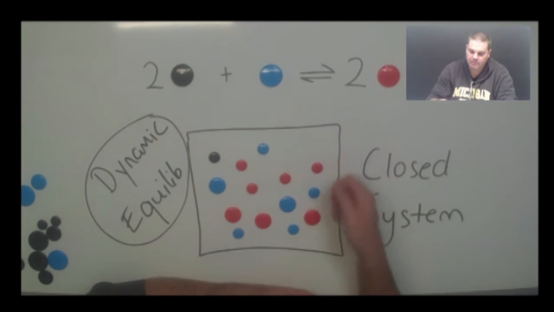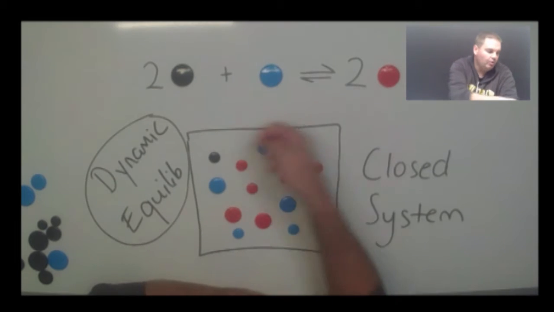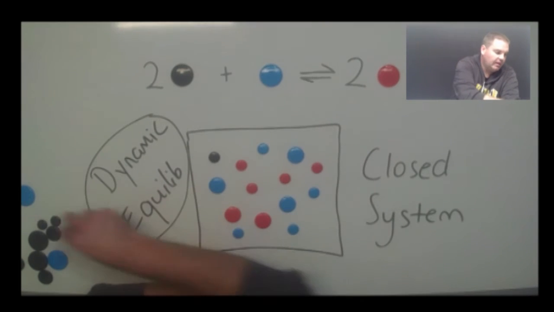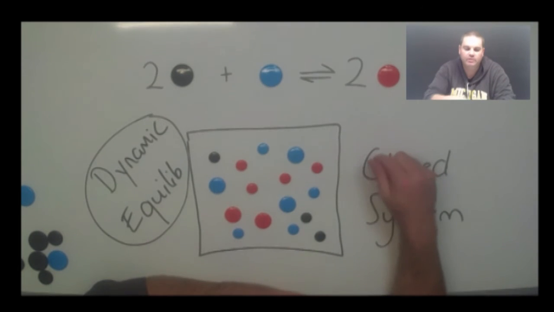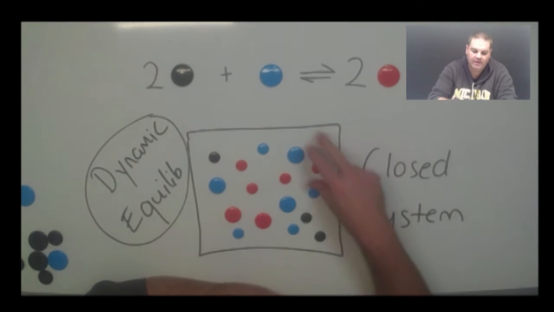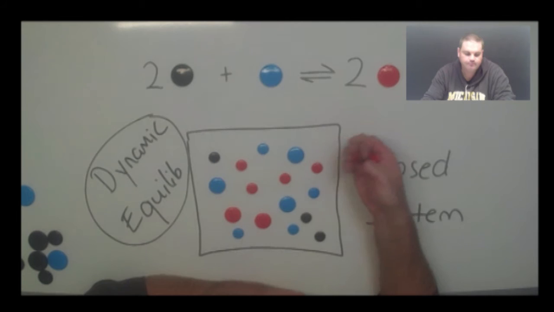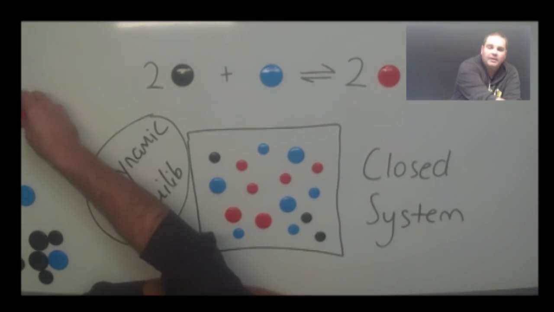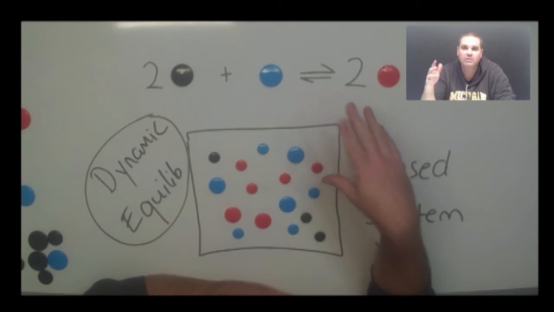So what we would do is take out some of this red. Every time we take out 2 red there, we're going to put 1 blue and 2 black in, like that. We keep to the mole ratio of the equation. And what's happening is that we again get back to a point where the system is now stable, we've established a new equilibrium.